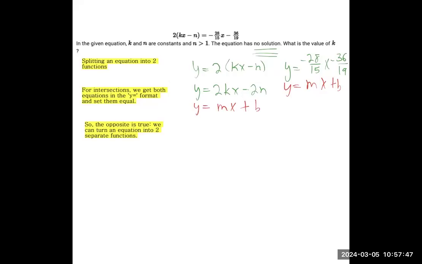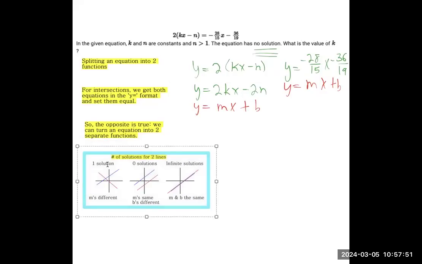So what we need to know now is that when we have two lines, there are three ways this can play out. There can be one solution. The lines can hit one time, and that would happen if the slopes were different. There can be no solutions. They can be parallel. In other words, they'll never hit each other. That would happen if the slopes are the same and the y-intercepts are different. And there are infinite solutions. That means they're the same line, so they're always hitting an infinite number of times, and that would happen if the slopes and the y-intercepts are the same.